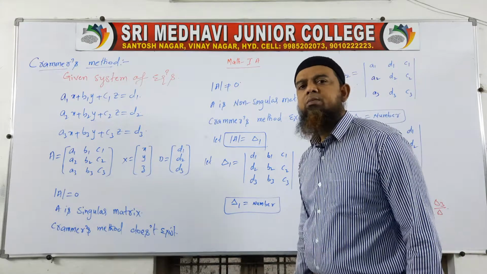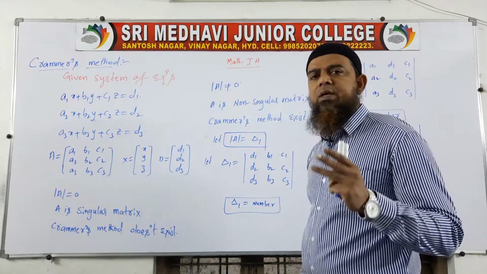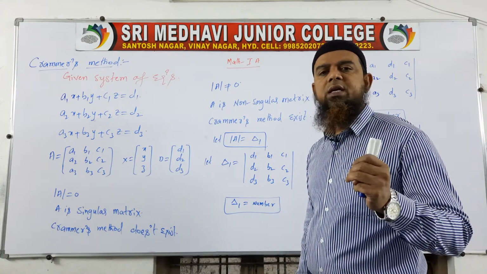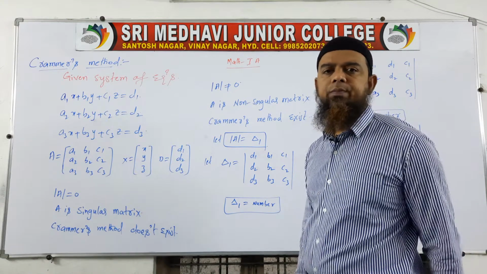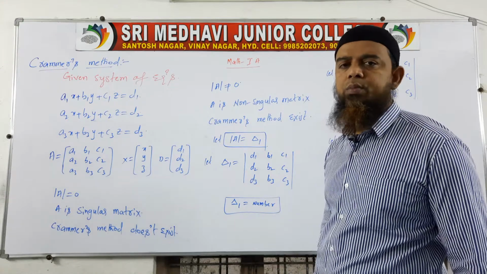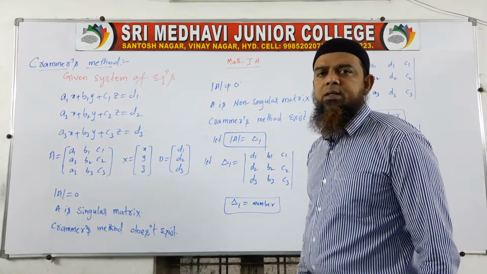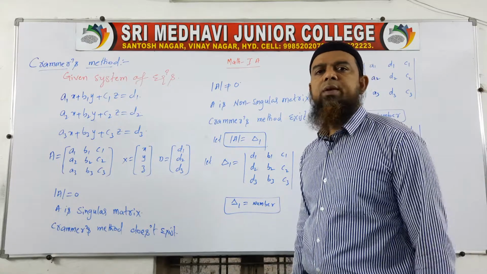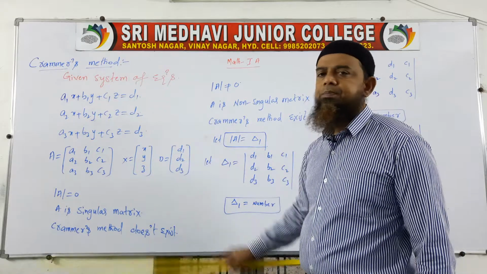This time this is most important because in total we have 3 methods. One is Cramer's method, one is Gauss-Jordan method, one is inversion method. The Gauss-Jordan method is deleted. Now it is not there in the portion. So we only have 2 methods, one is Cramer's, one is inversion. In your paper 2 methods are there. So the first method is Cramer's method.